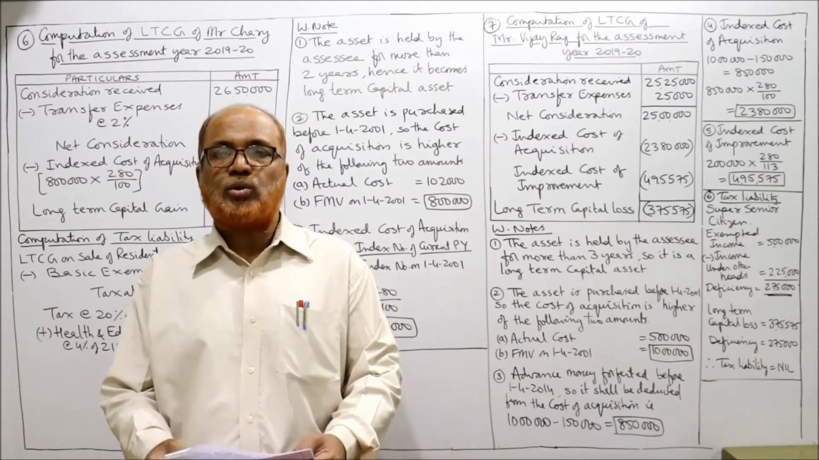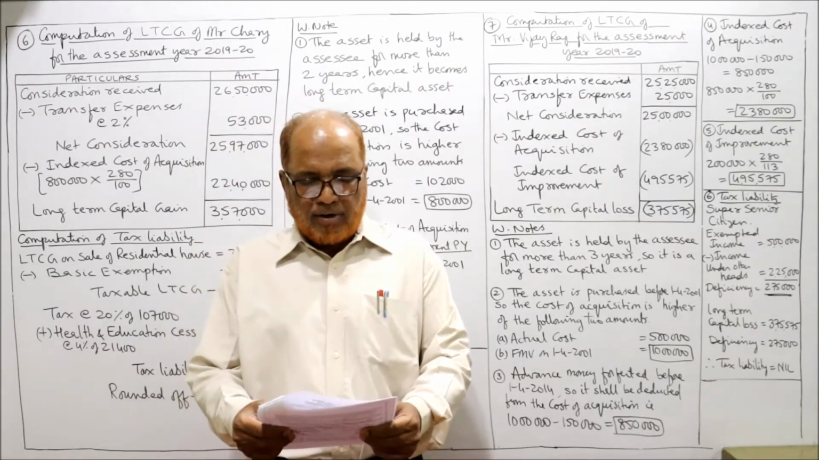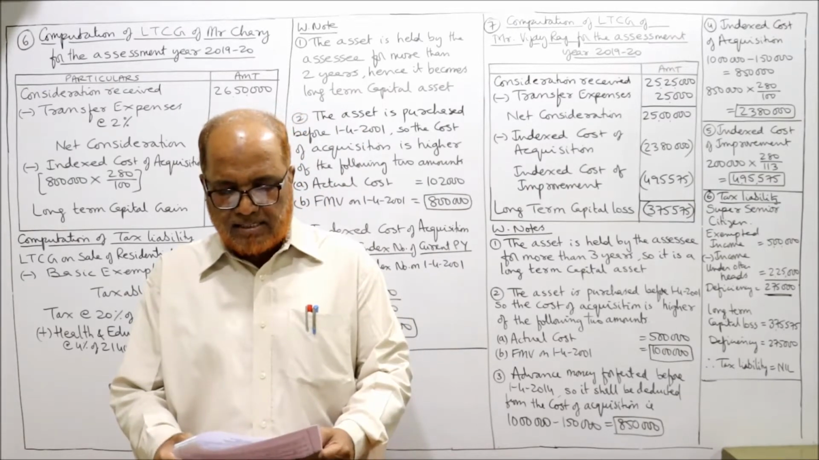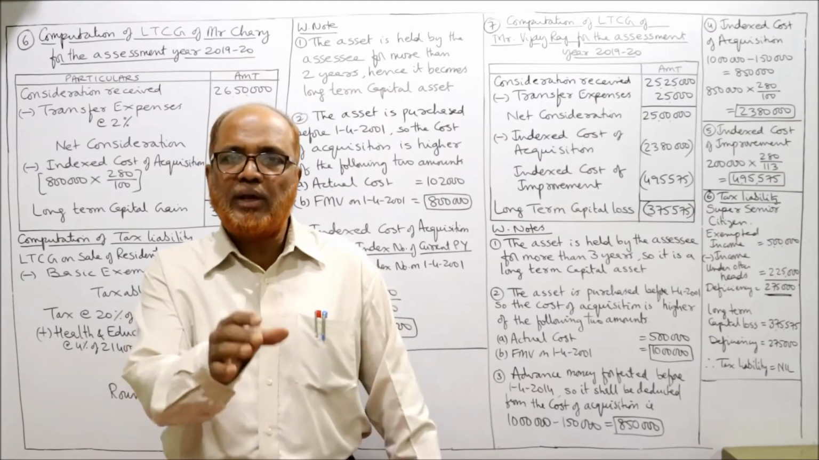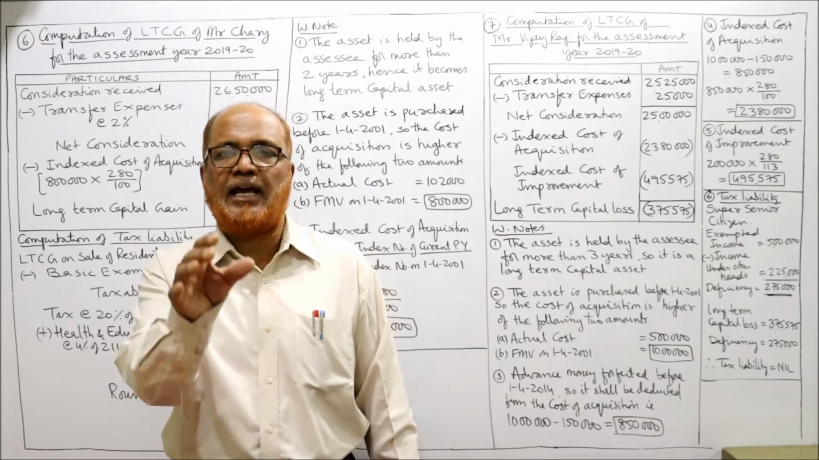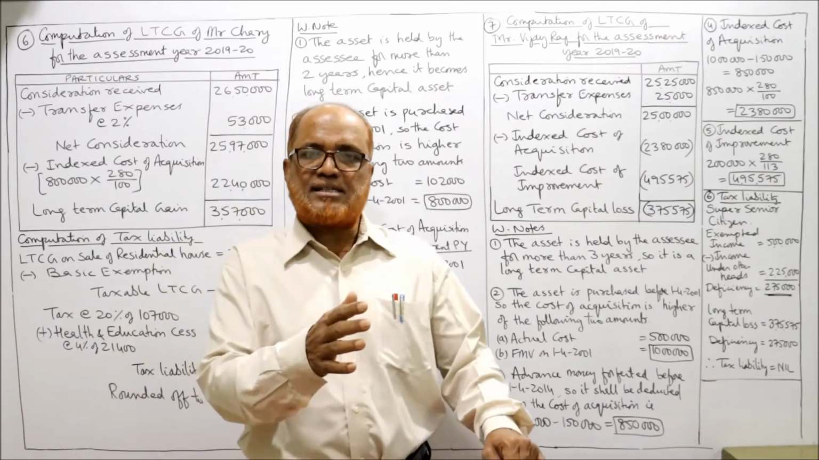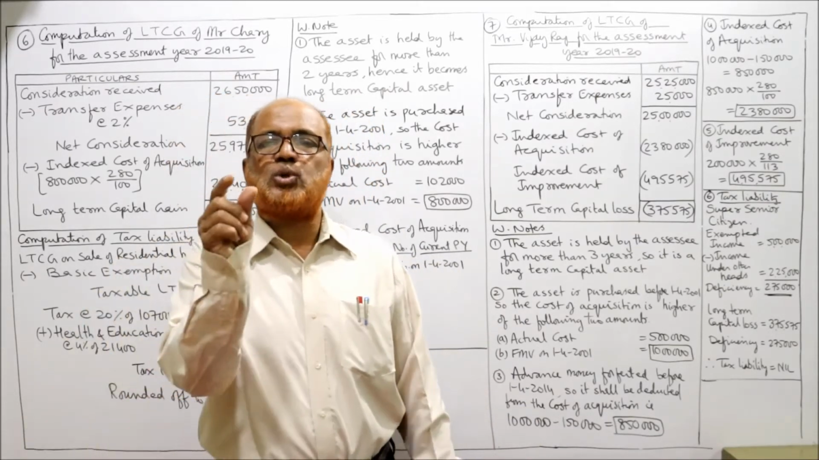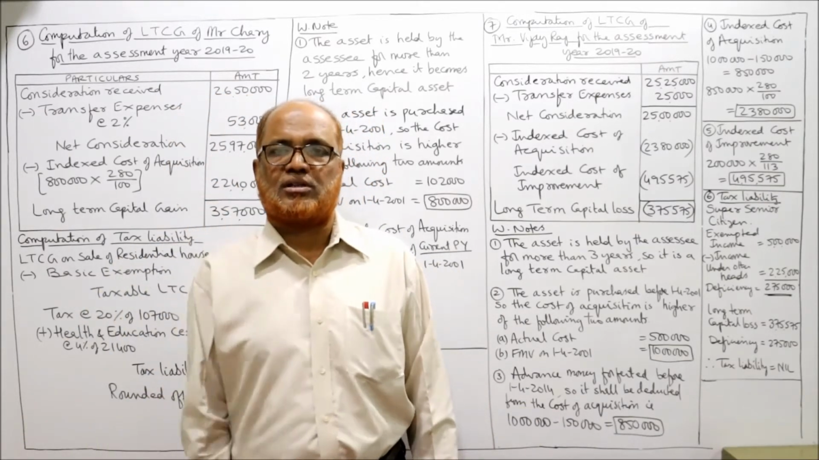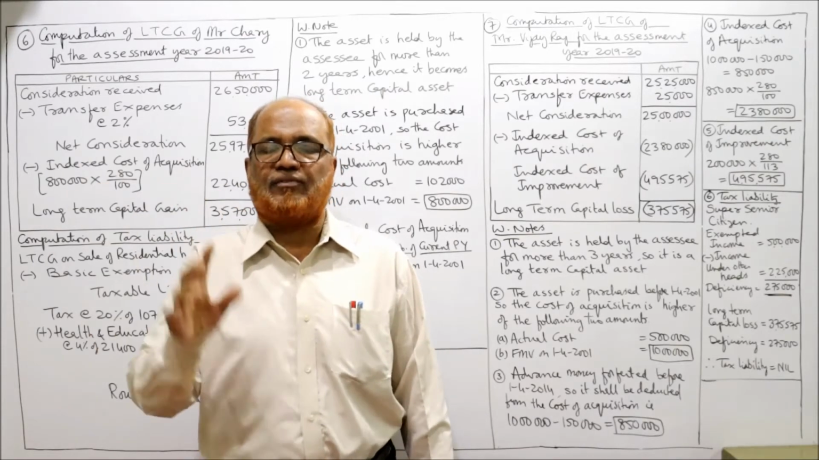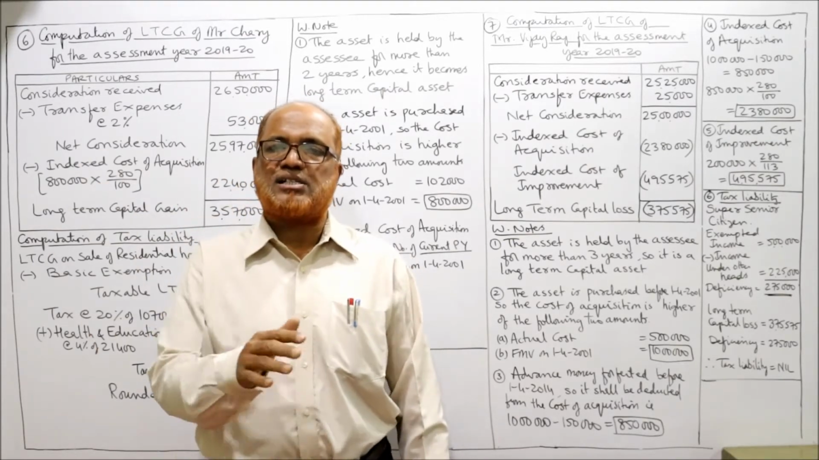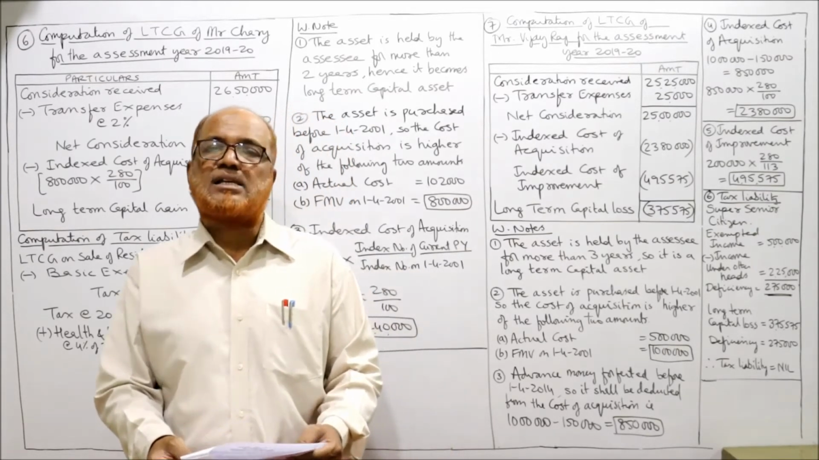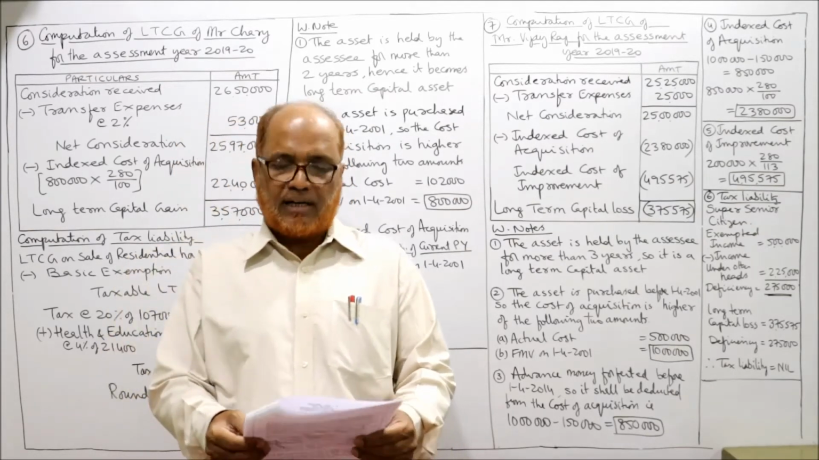And during the previous year 2018-19, the ornament was sold for rupees 25,25,000 and selling expenses were 25,000. So during the current previous year 2018-19, Mr. Vijay Raj sold the ornaments ultimately for rupees 25,25,000. This is the consideration received. From this consideration, we deduct the selling expenses of 25,000 and calculate the capital gain and tax liability.